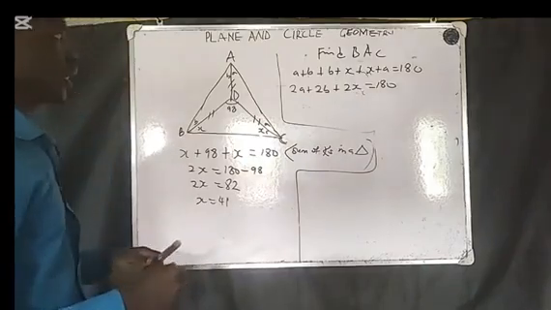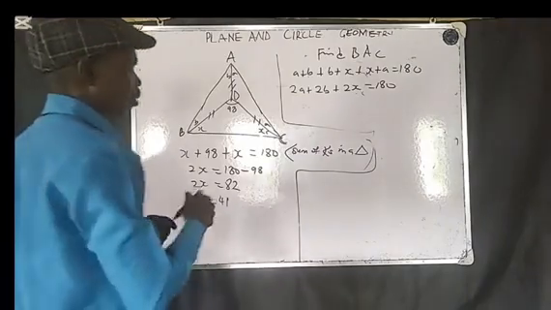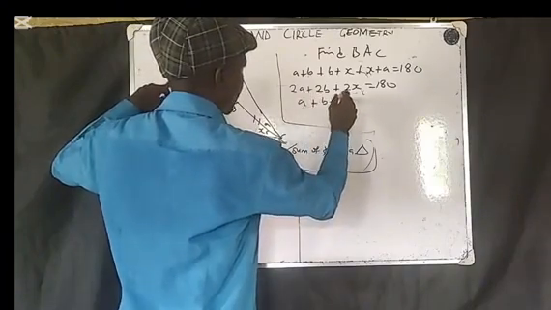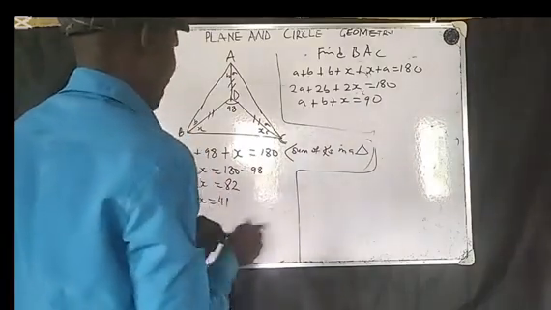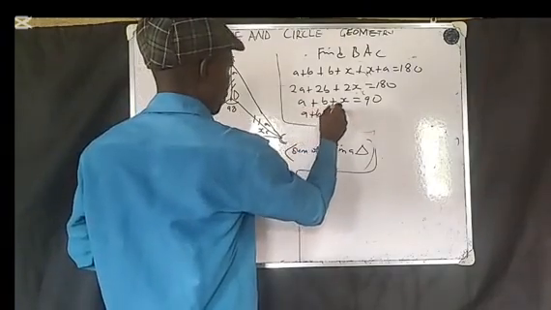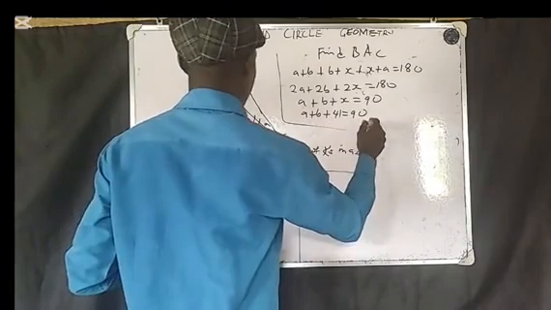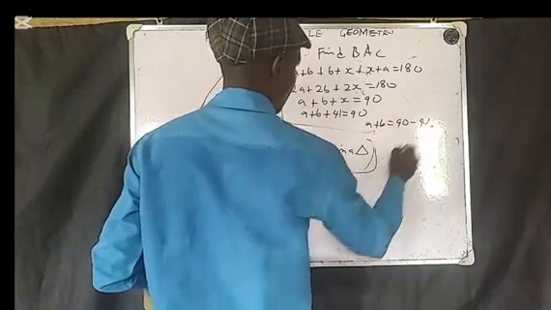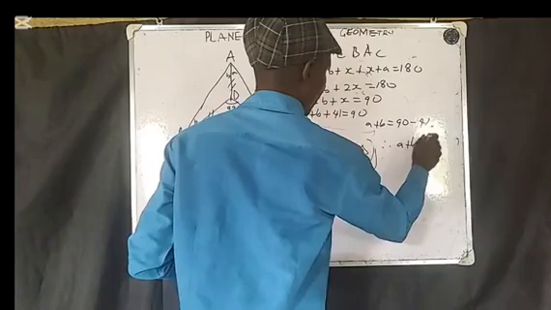Let's check very well. How many A? We have 2. How many B? We have 2. How many X? We have 2. So if we divide through by 2, I'm going to have A plus B plus X equals 90. And X is already 41. So we're going to write A plus B plus 41 equals 90. So now A plus B is 90 minus 41, that will give us 49. So therefore A plus B equals 49.